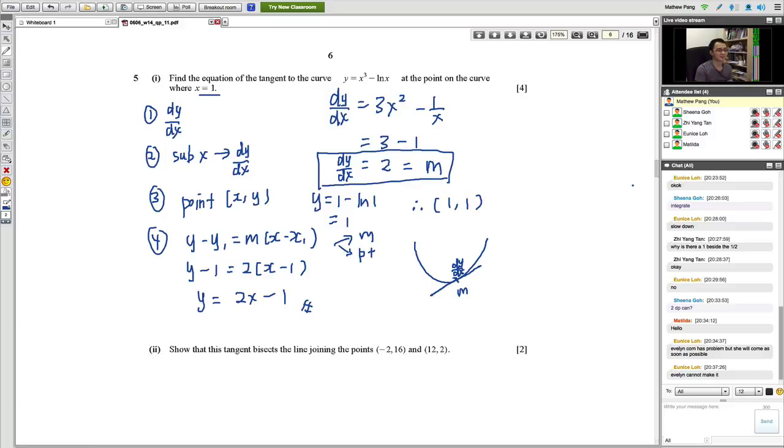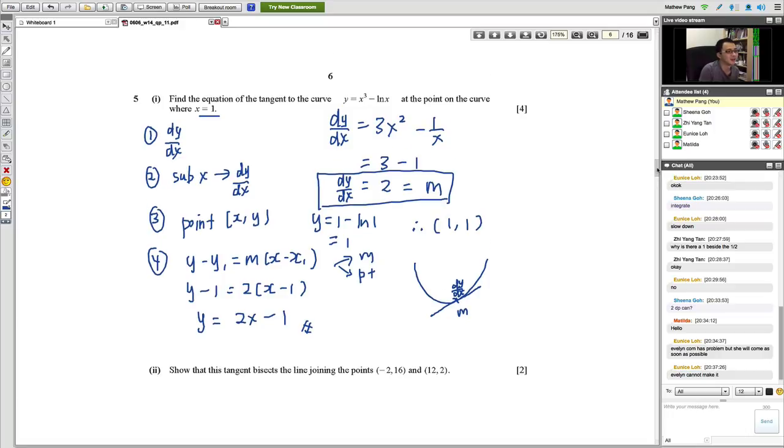Okay, so that's why I use 2 over here to represent the gradient, because when they say the equation of the tangent to the curve, that means this straight line will touch the curve at the same point, and at this point both of them will share the same gradient. That's all.